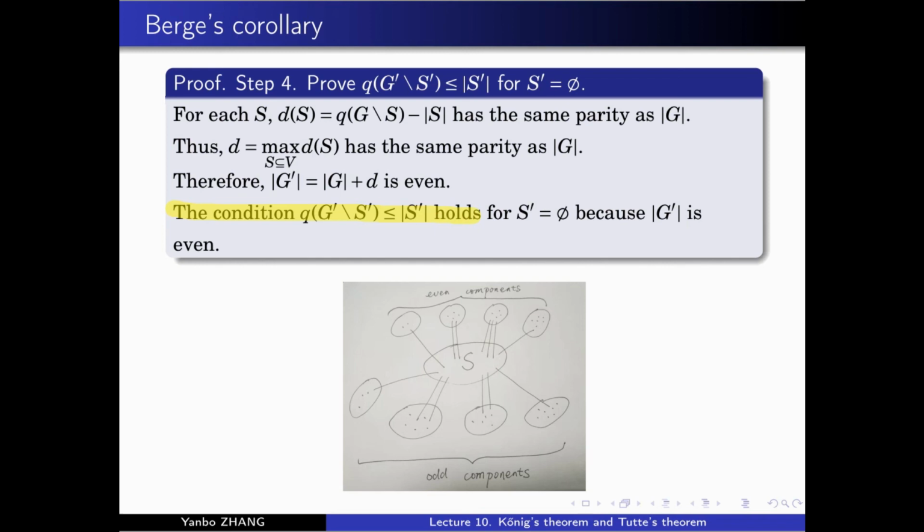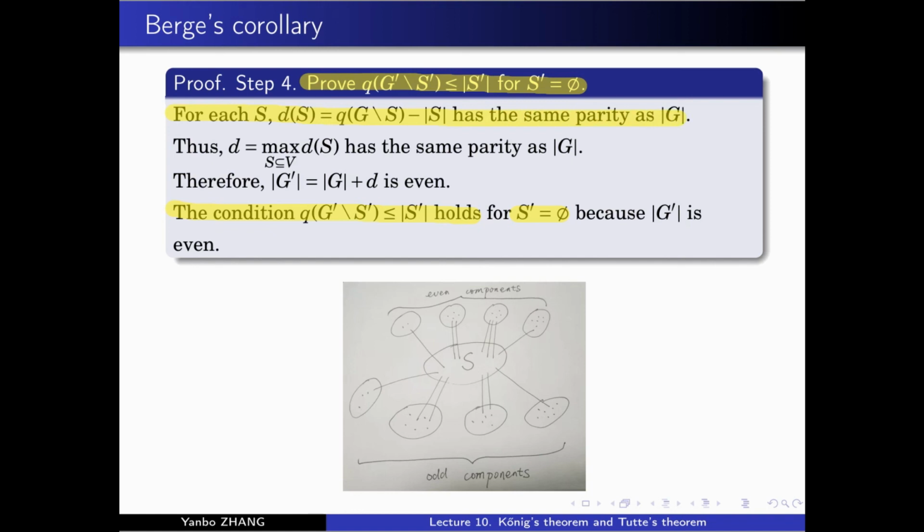The first case is S prime is an empty set. The second case is S prime is not an empty set. This is the proof of step 4. To prove Q(G' − S') is less than or equal to the size of S' for S' equals empty set: for each S, d_S equals Q(G − S) minus the size of S has the same parity as G.